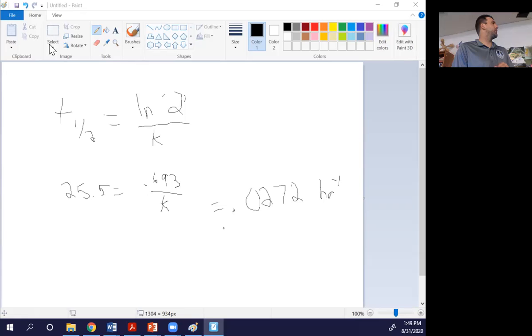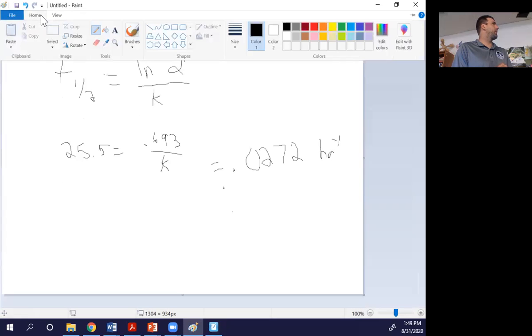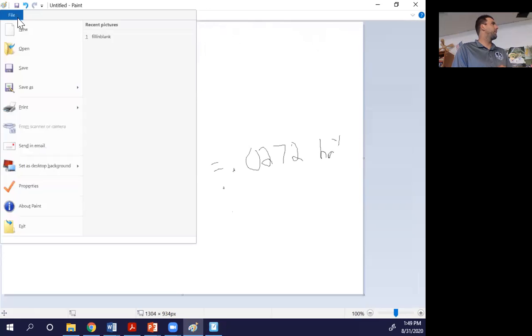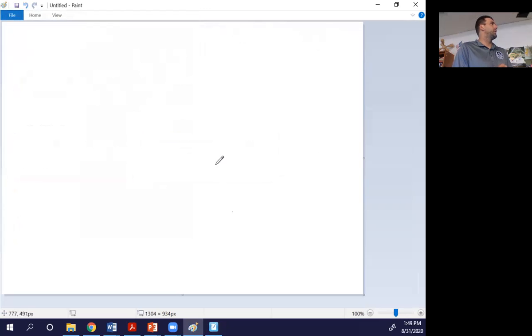So I'm using my ln of A over A0 equals negative kt. I'll start plugging in things we know. The smaller one goes on top.